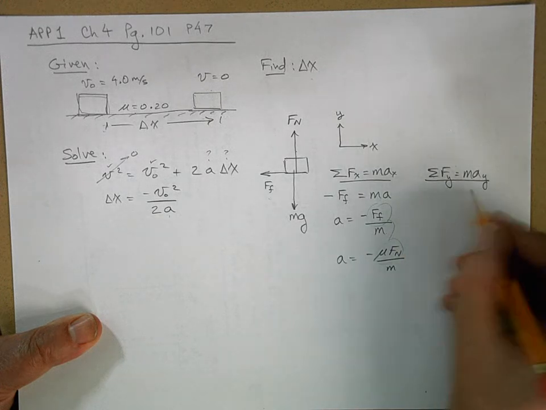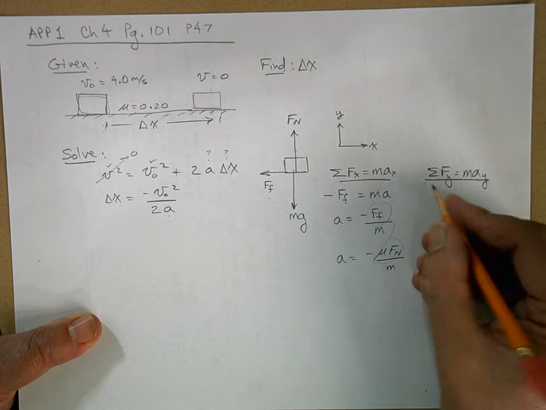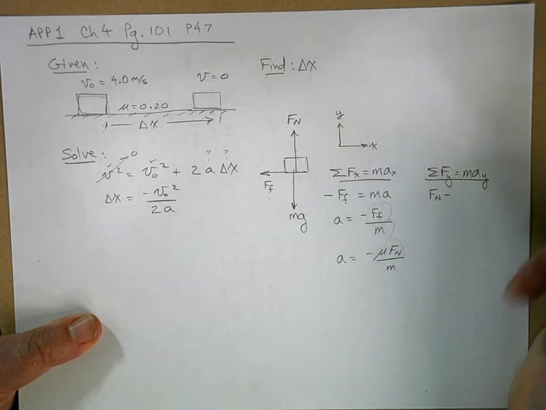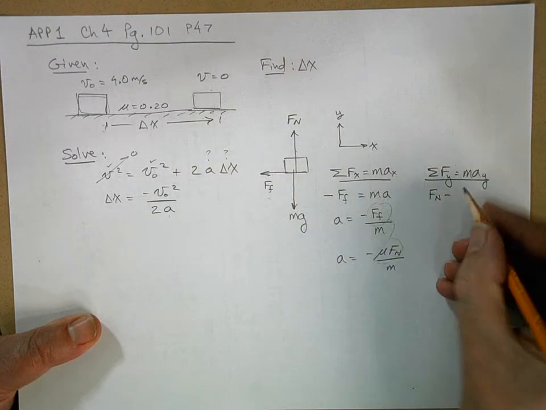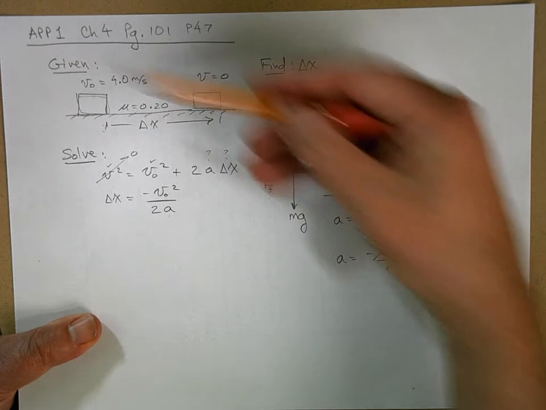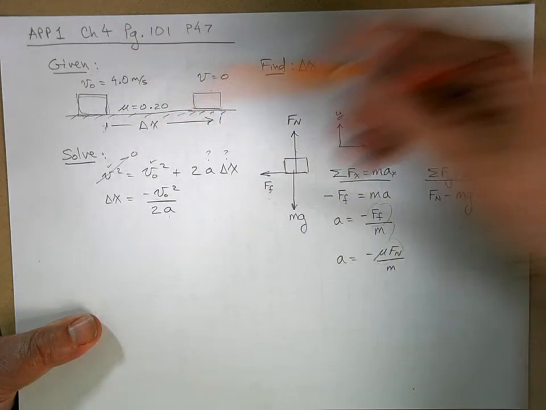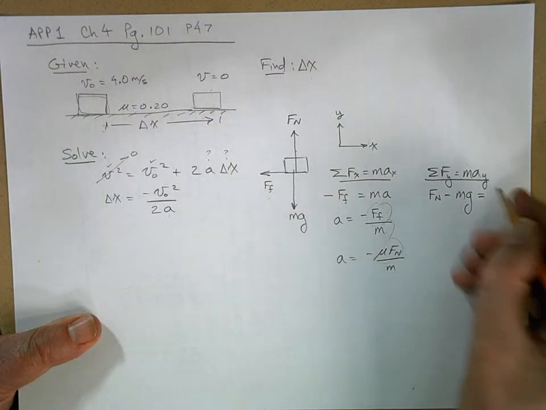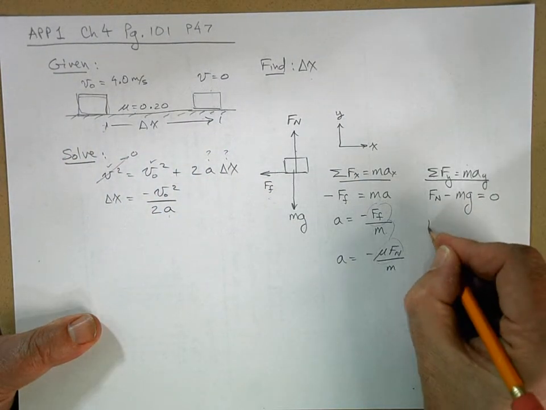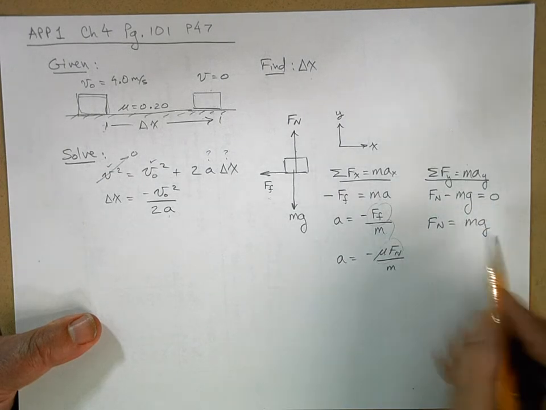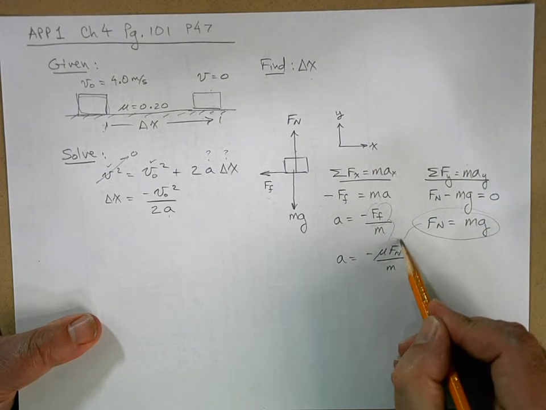So now I'm going to sum the forces in the y direction, and you'll see y here. The normal force minus m times g equals, and remember there is no acceleration in the vertical direction in a problem like this one. So that means that the normal force is equal to mg. So now I'm going to substitute that and put it in there.